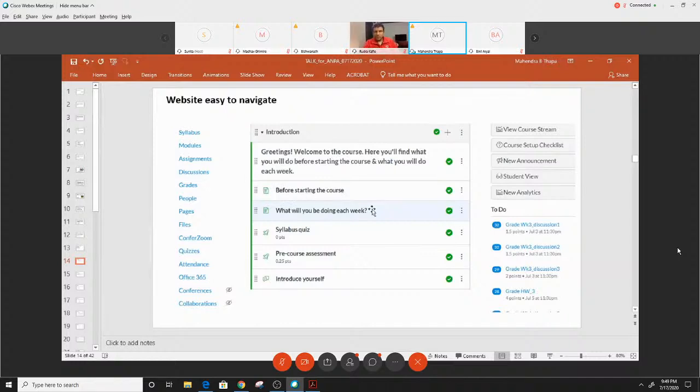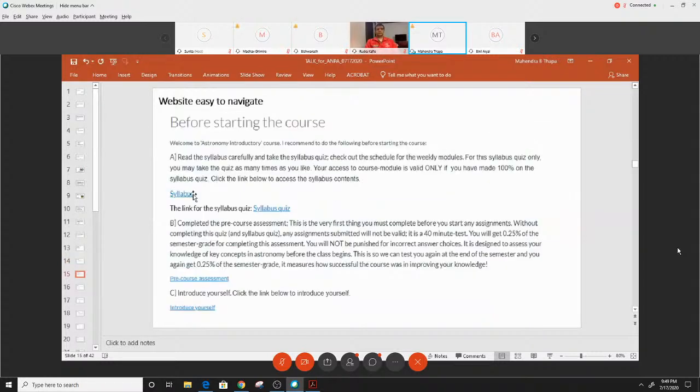In my course, they know what they have to do before starting the course, what they are doing in each group, and they know what is in the syllabus. And these are the important aspects for the instructor. I will talk briefly. So on this screen, each point will take a student to that particular point. For example, before starting the quiz, they have to read the syllabus and take the syllabus quiz. But they must get 100% to go forward. In my course, if they don't get 100% in the syllabus quiz and if they don't do the pre-course assignment, they are not getting any grades. It does not matter what homework, what assignment they do.